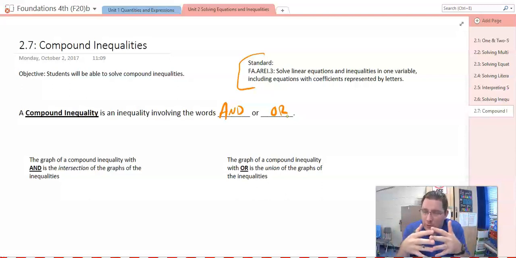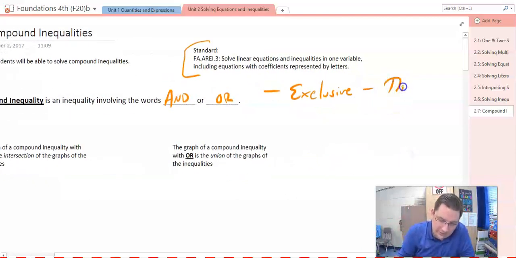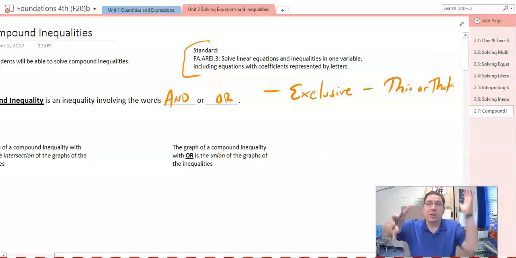And so it's both. But the word or, when we're talking about it in a sentence, I want to go to the beach or I want to go to the movies. When we say it like that, it's a choice. I'm going to go to the beach or I'm going to go to the movies, but I'm not going to do both. And we call that an exclusive or, meaning I'm going to do one or the other, but not both. So it's this or that, not both.